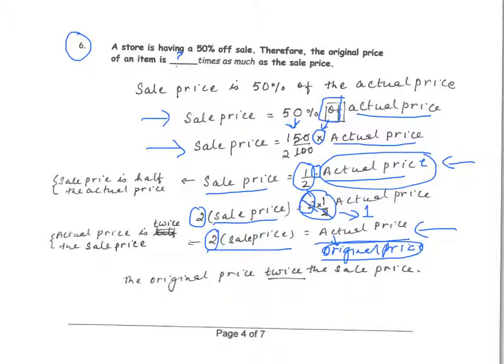So if we think of it as the actual price in terms of the sale price, we can translate this last equation into a sentence which tells us that the original price is twice the sale price. So if we had to fill up this blank, we'd have to put 2 in there. So the original price, which we've called the actual price in the problem here, the original price is 2 times as much as the sale price, and that's exactly what this equation gives us.